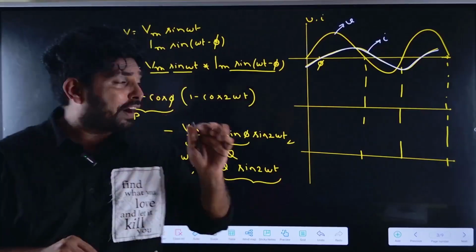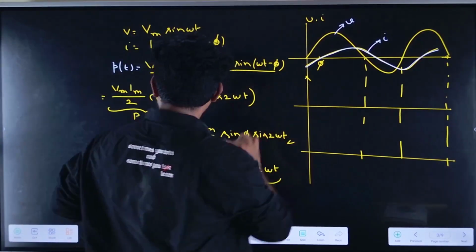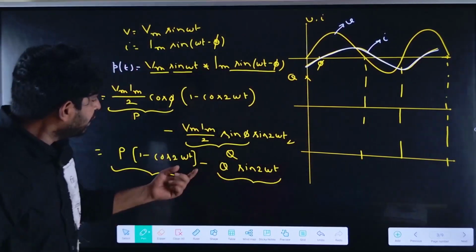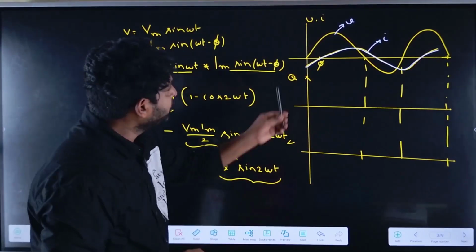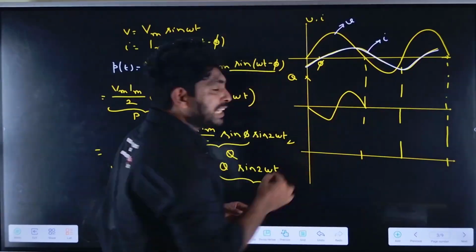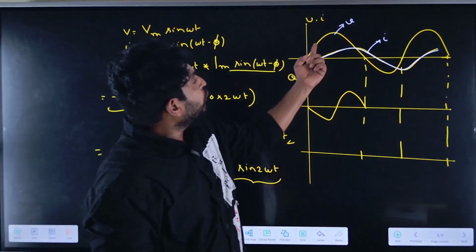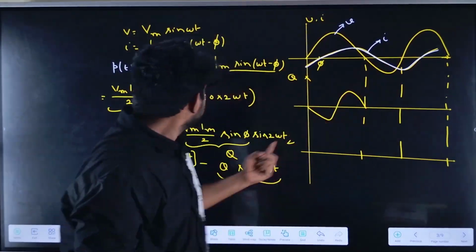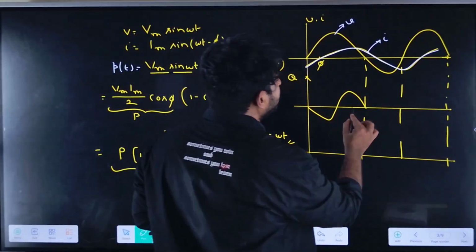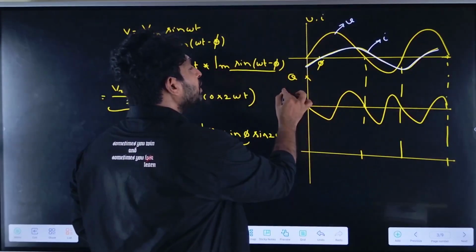These two are the instantaneous values, not the average values. Now if I want to draw these two, how will it be? Let me draw the reactive power first, which is equal to minus Q into sin 2 omega t. Sin 2 omega t has 2 times the fundamental frequency. If voltage completes one cycle, the reactive power component completes 2 cycles. So it would be like this. So it is the reactive power.